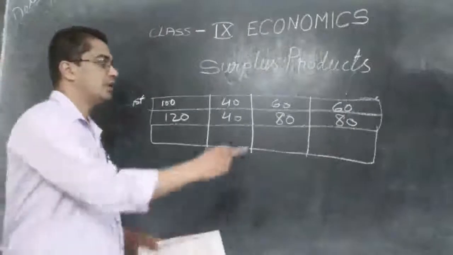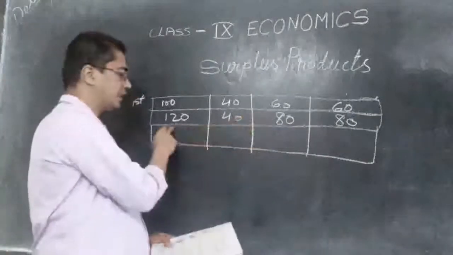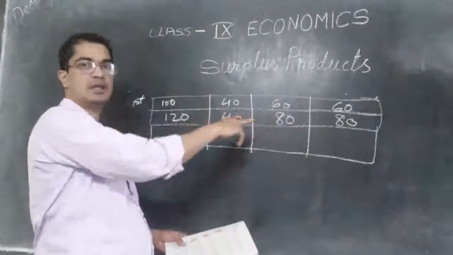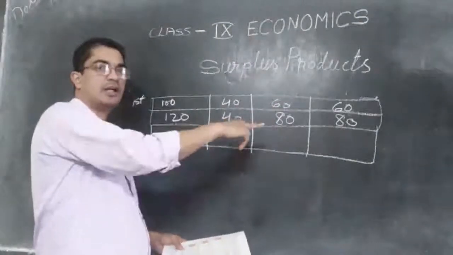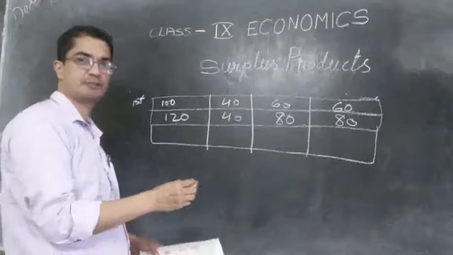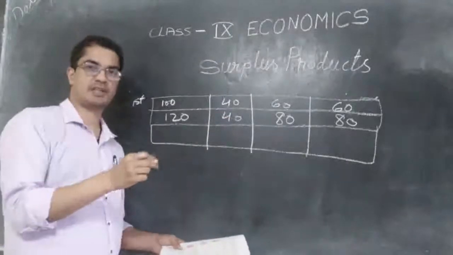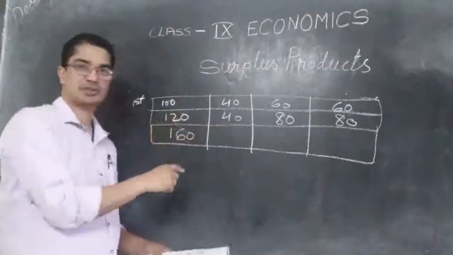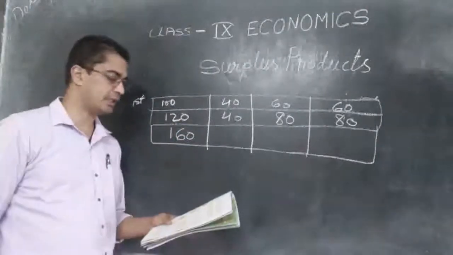So again he will use 80 kg and he will produce double of it. When it was 60 he produced 120 kg. And 80 means he will produce how many kg? What's the double of 80? 160. So he will produce 160 kg in the third year.